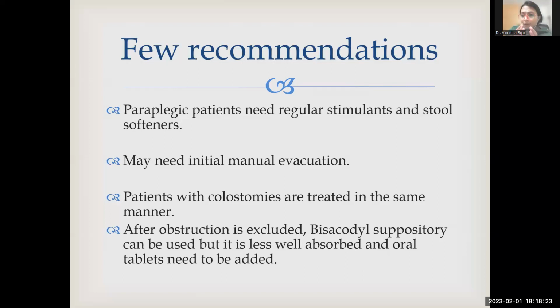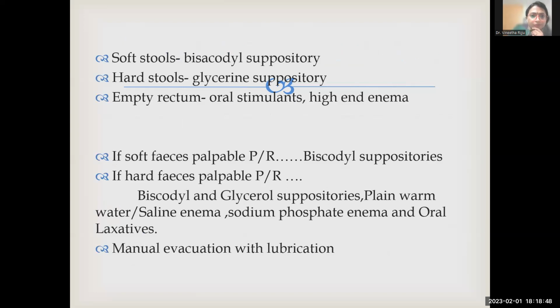If there is an impacted fecal mass, you will have to evacuate the impacted fecal mass before you put in the suppository, because we need to make sure that the suppository is well in contact with the mucosal surface of the rectum. If the patient is having soft stools, you go for a bisacodyl suppository. If it is hard stools, you go for glycerin suppositories. And if it's an empty rectum, that is a ballooned rectum, like we had in the previous class, you go for oral stimulants and a high enema. We talked about it last class. And for soft fecal masses which are palpable per rectum, bisacodyl suppositories.